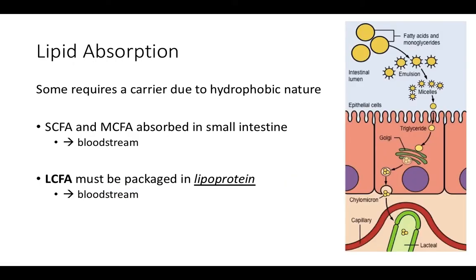What do I mean by absorption? Well, because long chain fatty acids have so many carbons, we have to package them into lipoproteins. Whereas short chain fatty acids and medium chain fatty acids are absorbed directly into the small intestine, into the bloodstream. So, for example, if this is your bloodstream right here, and this is your gut, the blue, those small chain fatty acids go straight through and they get absorbed directly into the bloodstream. Whereas the long chain fatty acids have to be packaged into lipoproteins.